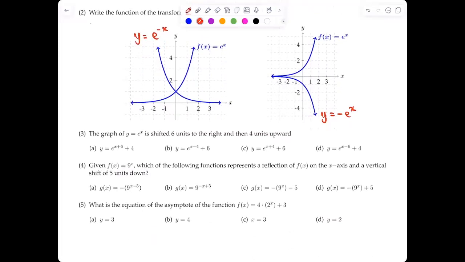Now, number 3. The graph of the functions. Now we do the algebraic approach again. The graph of the function y equal to e to the x is shifted 6 units to the right. So shift it to the right, so x gets changed. To the right 6, so x minus 6. Here are the options. And then 4 units upward, so plus 4. So D is the answer.